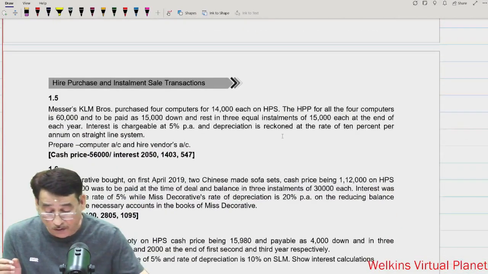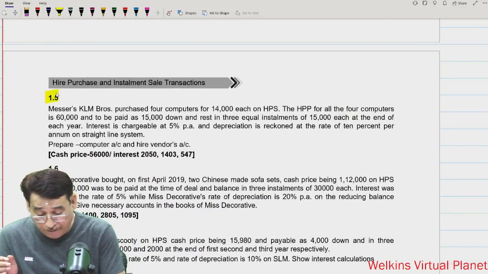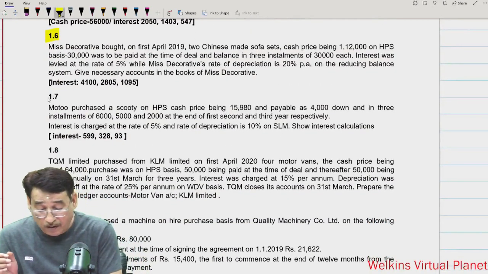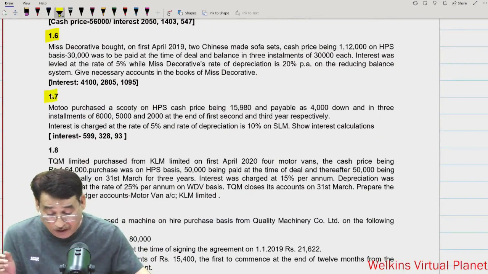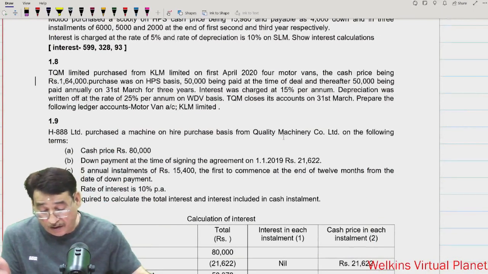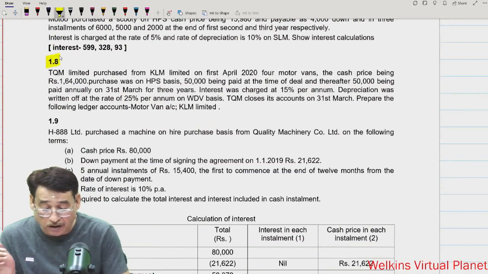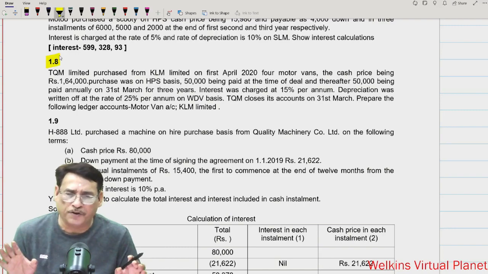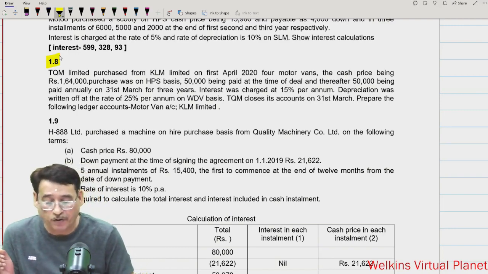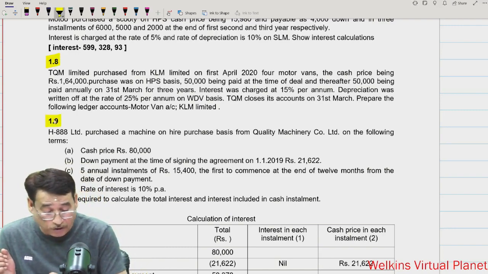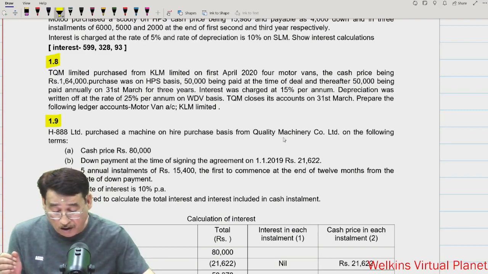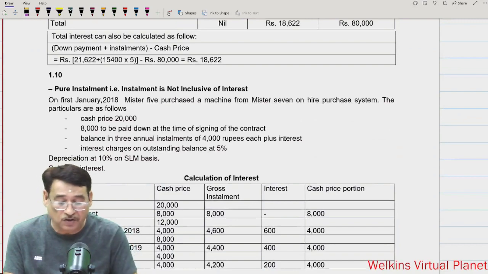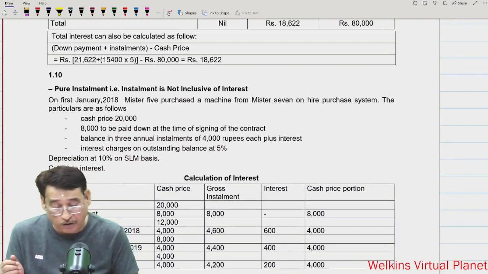1.4, 1.5, 1.6 and 1.7, and even 1.8. All these questions are of same pattern. All you have to do is just calculation of interest only in this particular question. Now I am picking up question number 1.9 also you can do. It is also given in a solved manner. It is just related to calculation of interest only.